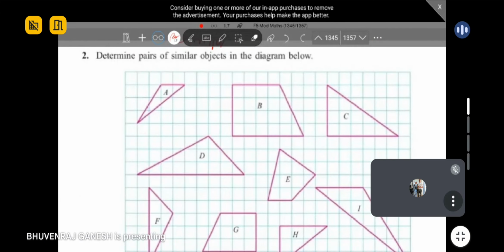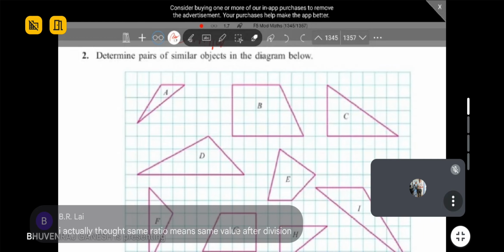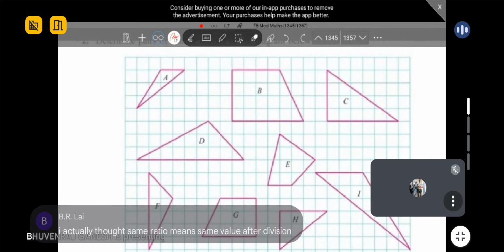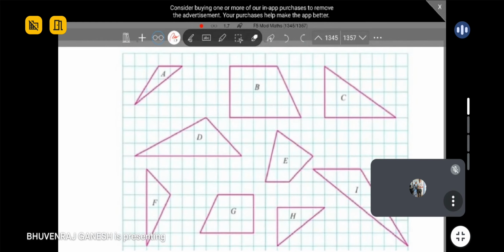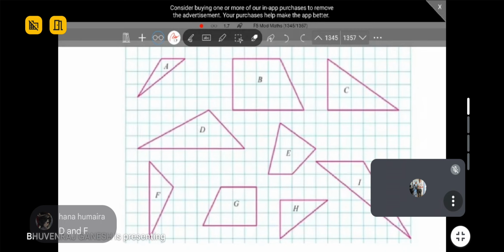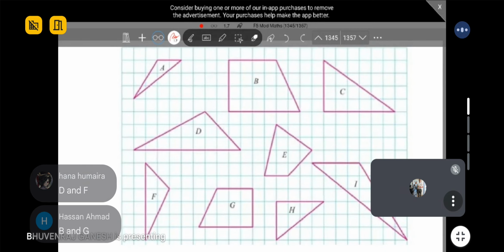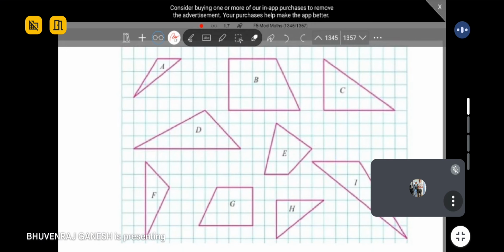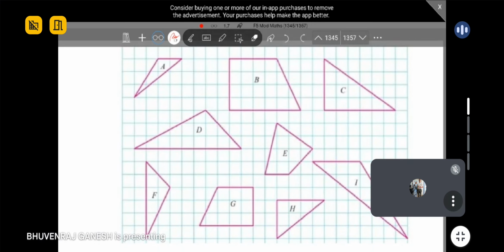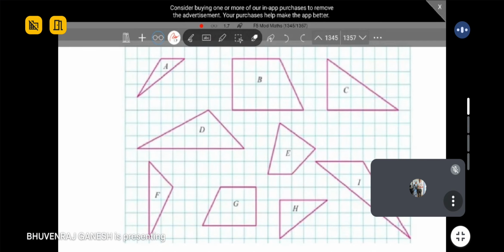Okay, guys. Can you all try and see? Antara semua objek ni, manakah pasangan yang serupa? Which one is the similar pair? Can you all comment? Berdasarkan penglihatan sahaja. Only look and tell the answer. Tak perlu kira. Okay, D and F. Yes, betul. Lagi? B and G. Okay, one more. Satu lagi.